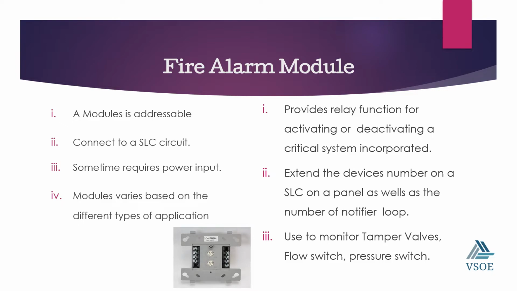It varies based upon different applications that it can be used for, and provides relay function for activation and deactivation for critical systems incorporated on the fire alarm panel. We extend the device numbers on the signaling line circuit on the panel as well as the number of notifier loops, right? So it may also be used to monitor valves, flow switches, or pressure switches.